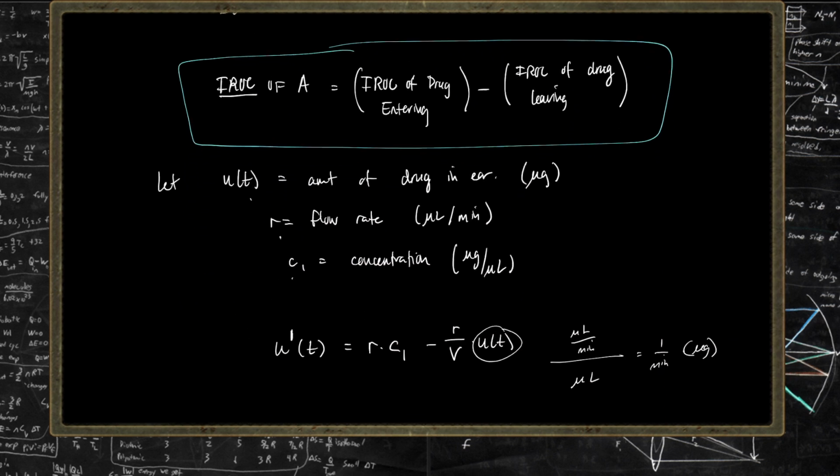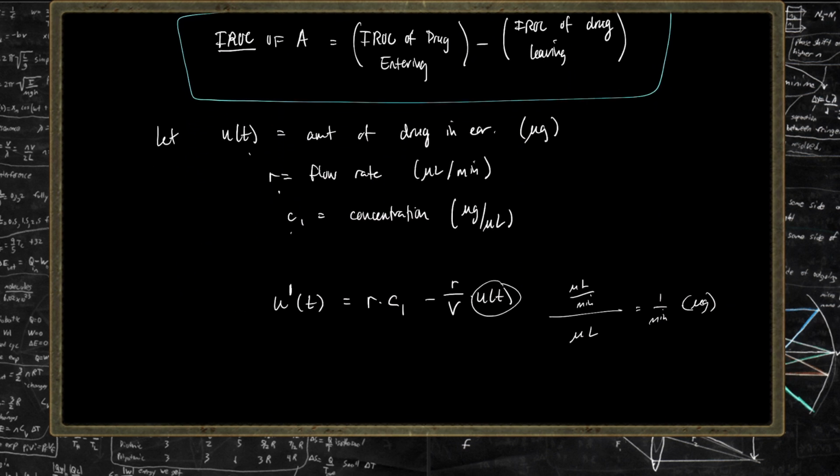That concentration is going to be U of t over V, right? There's a concentration coming in, then there's this unknown concentration in the ear that we care about. That's U over V, and that's where we get that from.